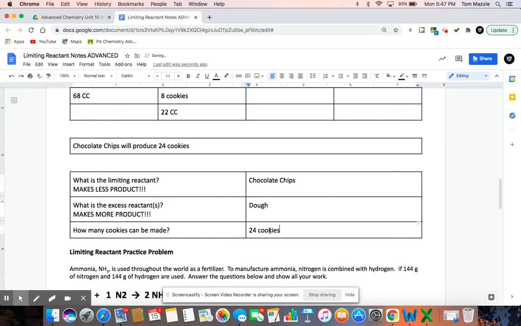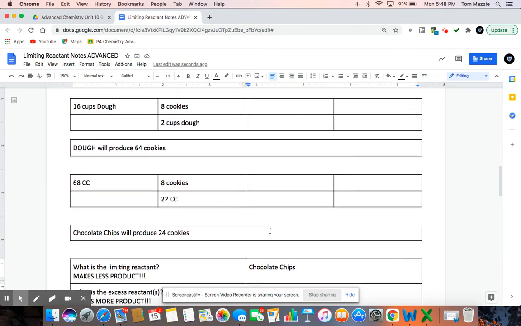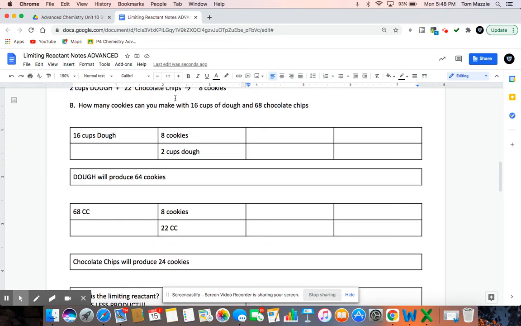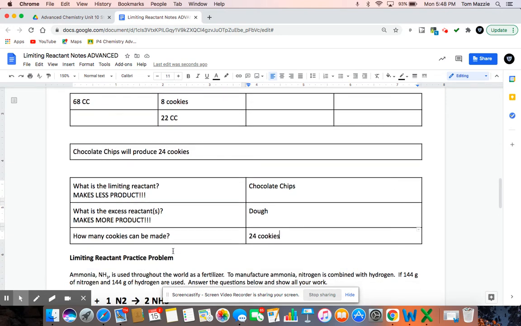So after your conversions, whatever the lesser amount of product is, that's how much product you can actually make. And that's all you're doing today. You are taking your 2 givens, you're going to convert them both into the same product. You're going to analyze which one makes less product, and then you're just going to fill out these questions.